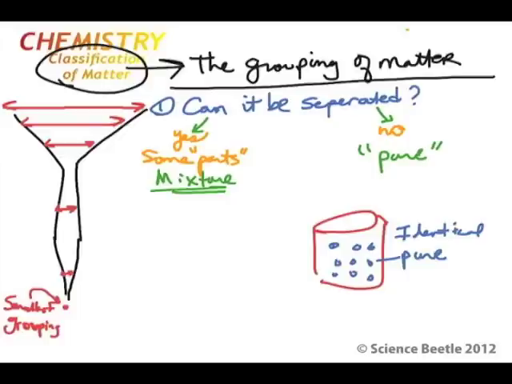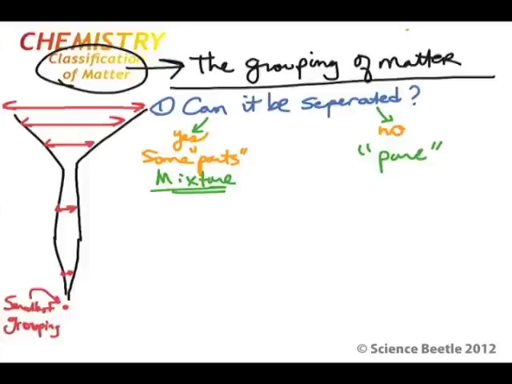And so what we're talking about here is that in the grouping of matter at this level, if it cannot be separated at all, then obviously what you've got here is going to be particles that are the same. But what we have to consider when we talk about a pure substance is, when we say pure, are we talking about single particles or atoms, or are we talking about molecules? Or rather, let me write it this other way. Are we talking about groups of particles?